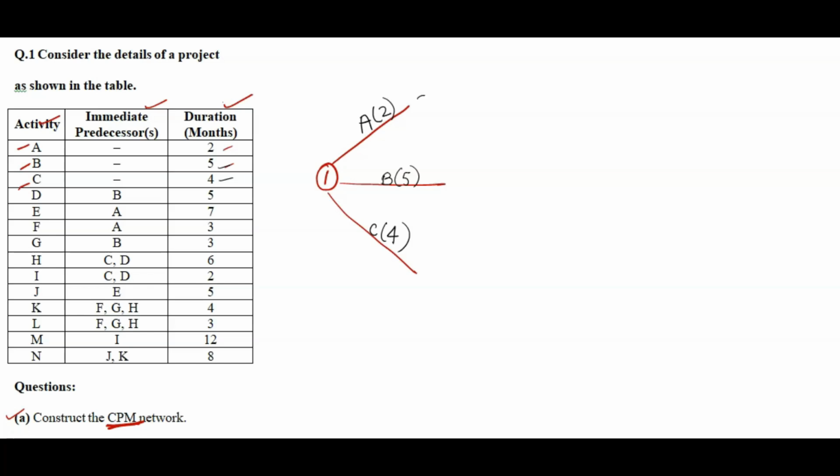Here, second node, third node and fourth node. Okay, because for each activity starting and ending node will be different. So A activity is going from 1 to 2, B activity is going from 1 to 3 and C activity from 1 to 4 node. So these numbers 1 to 3 are known as nodes. This we will call as nodes. Okay, now we'll move to the next activity.